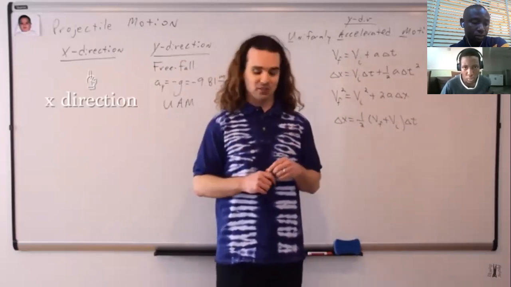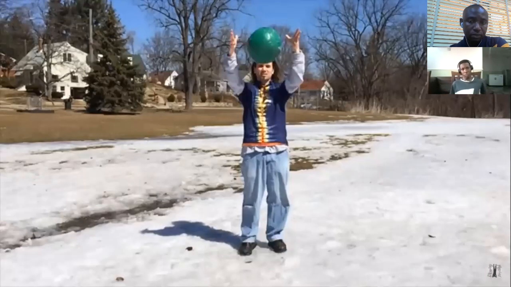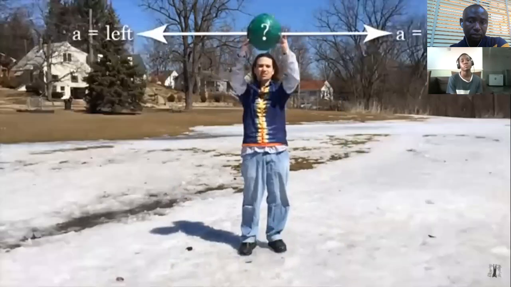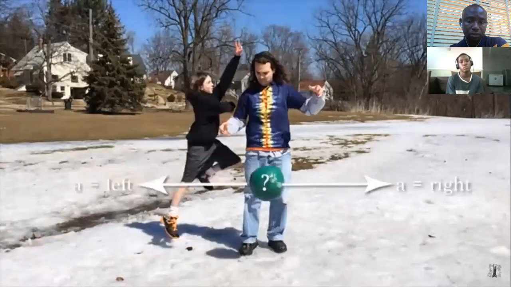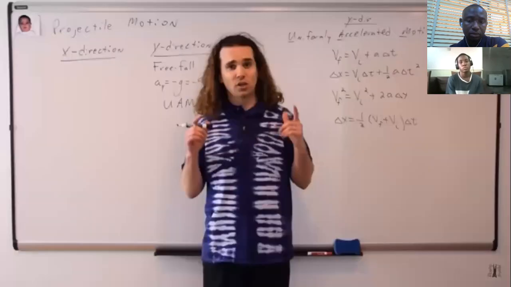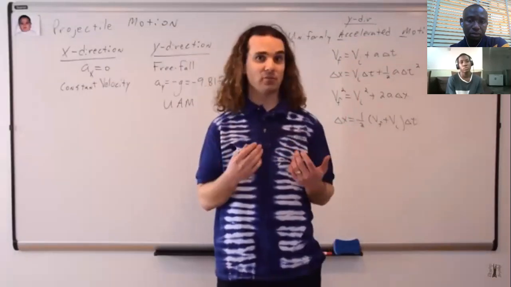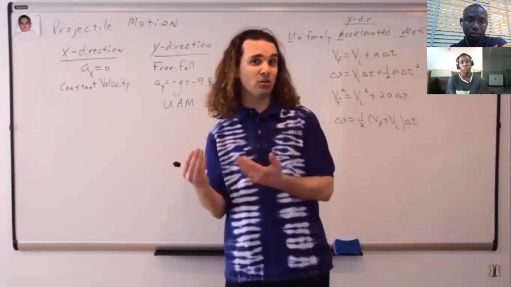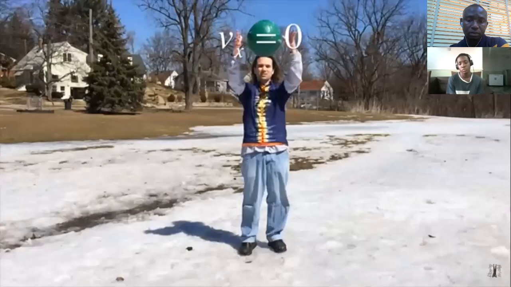Now let's take a look at the x direction. When I drop this ball, does the ball accelerate to the left or to the right? Is the ball accelerating to the left or to the right? Neither. It moves straight down. Correct. The ball doesn't move to the left or to the right because nothing's pushing it to the left or to the right, so there's no acceleration to the left or to the right, which means it is moving at a constant velocity in the x direction. With the dropped ball, that just means that the velocity in the x direction is a constant value of 0.